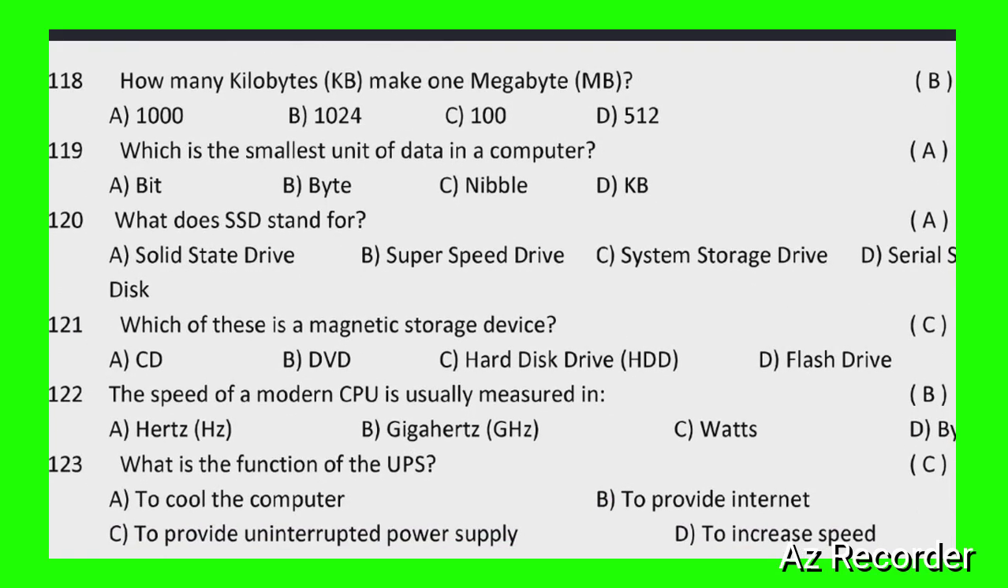How many kilobytes makes 1 byte? That is option B, 1024. Which is the smallest unit of data in computer? That is option A, bit.